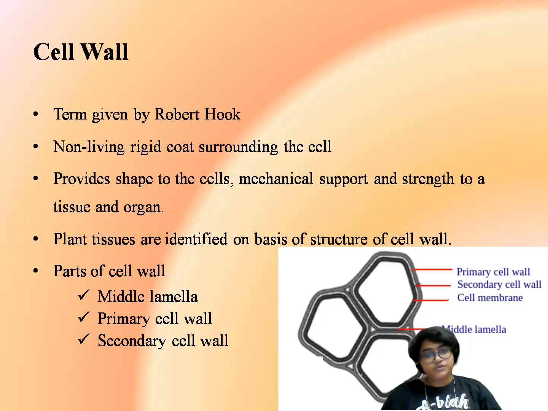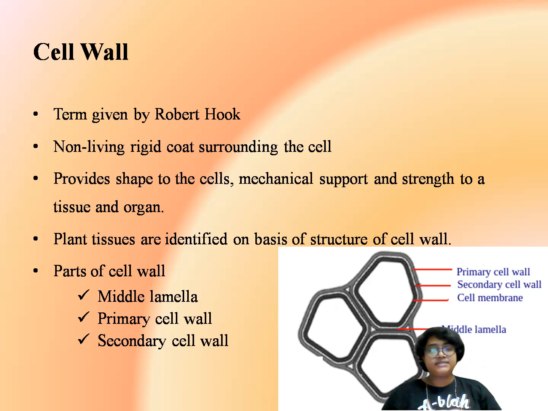Now, in this cork tissue, all the cells are dead. So what did Robert Hooke observe? He observed cells which didn't have any cytoplasm or nucleus, but only the cell wall. Now this cell wall is a non-living rigid coat which surrounds the cell. Why is it needed? It is needed to give a shape to the cell. And it also provides mechanical support and strength to a tissue and an organ.